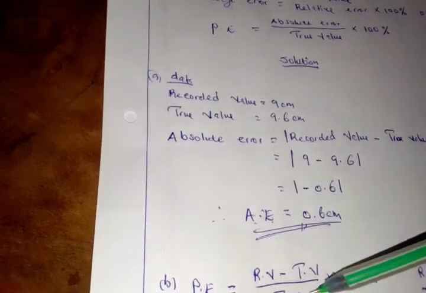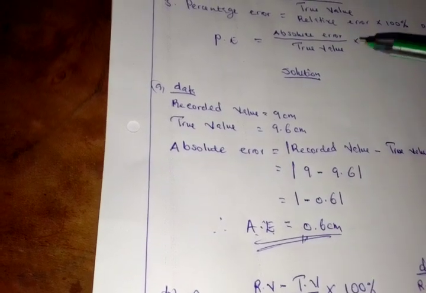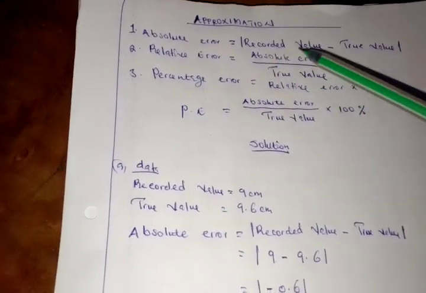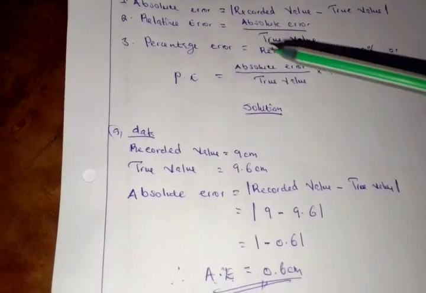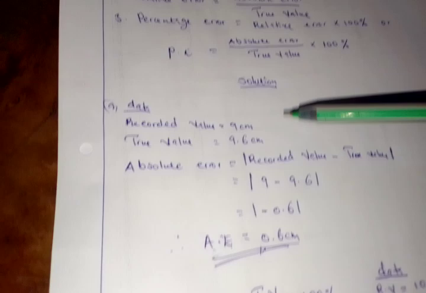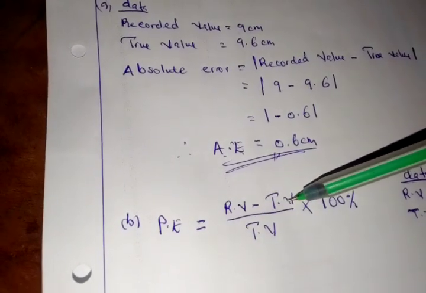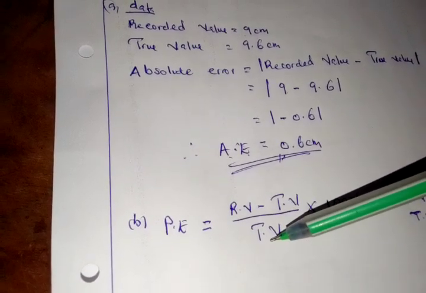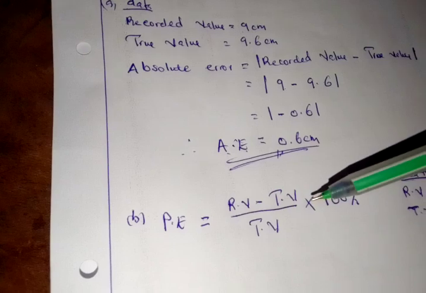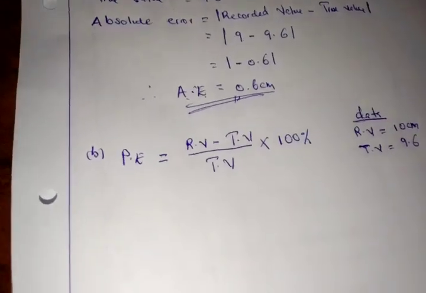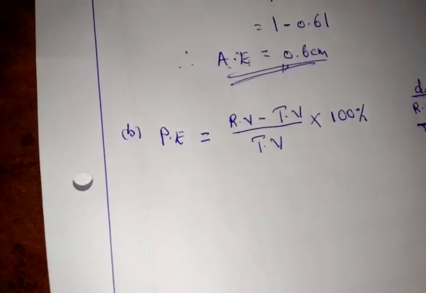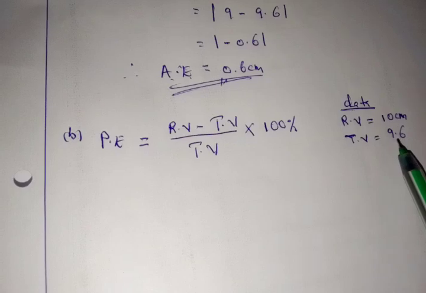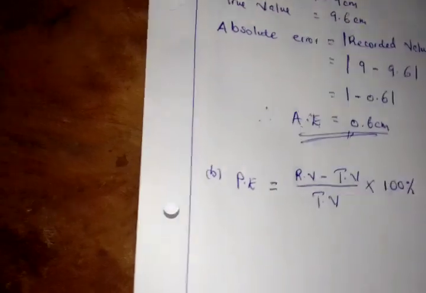So this is the same as this. According to the first formula here, recorded value minus true value is absolute error. So since we have absolute error here, we're going to put this here, recorded value minus true value. This is going to give us the absolute error in the process. Then down here I've got true value, which is already given in the question, times 100%. So the recorded value is given as 10 centimeters here in the question, and the true value, we know it's 9.6. So we're going to substitute this into our formula.